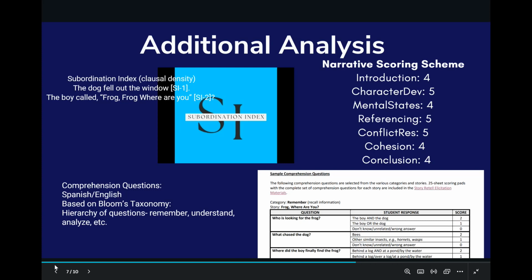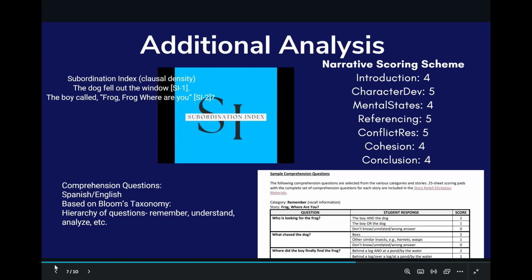So that's a good way to track syntactical growth over time. We also have the narrative scoring scheme, which measures structure and content. Maybe their measures are pretty good within the average range, but you may have no idea who they're referring to in the story, or they have lots of cohesion difficulties where the story's not flowing. Things might be out of order, for example. So that's a great one for measuring structure and content.